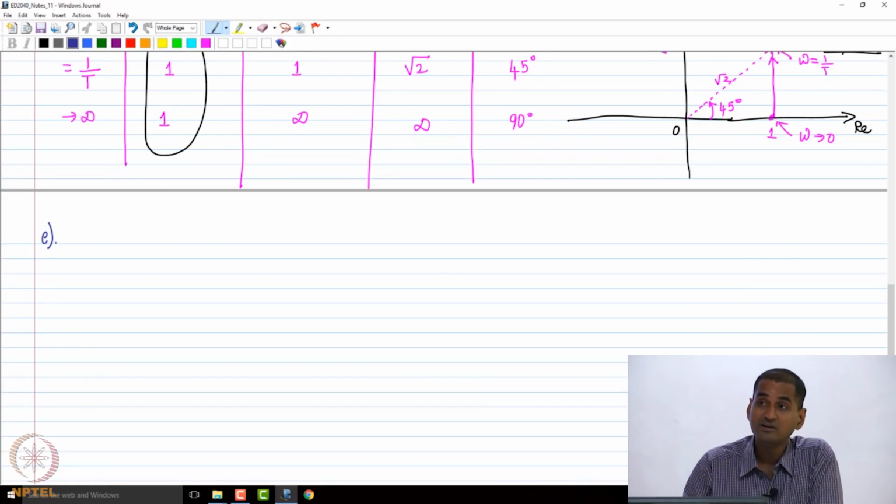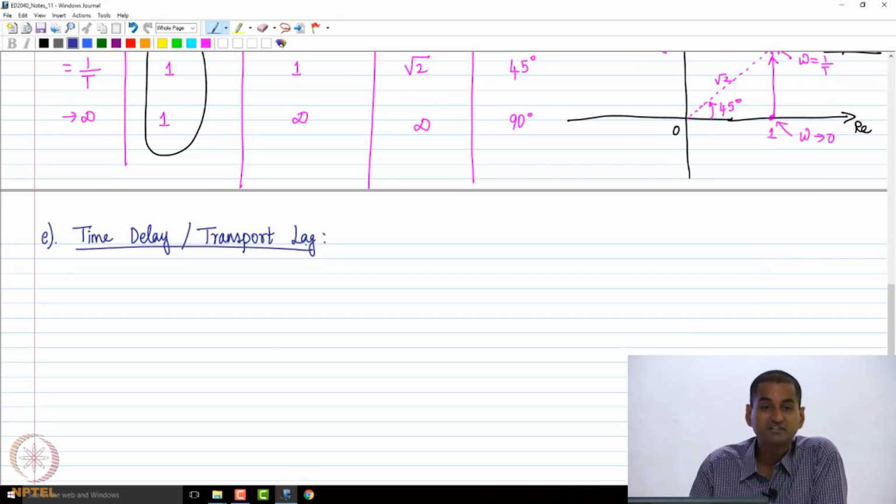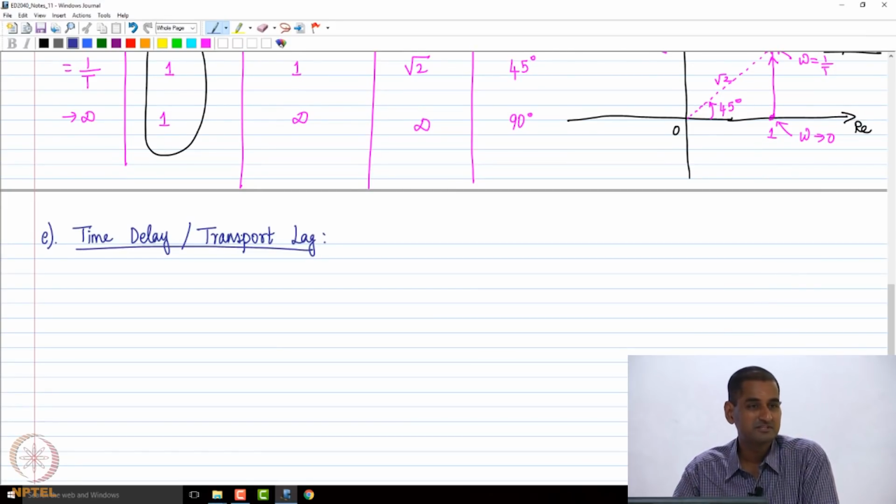So if you recall, what was the transfer function of the time delay? Some people call it a transport lag. In process control, they call it transport lag, because they are interested in fluid systems, fertilizer plants, chemical plants and so on. So essentially it's a time delay. So what is the transfer function of a time delay?